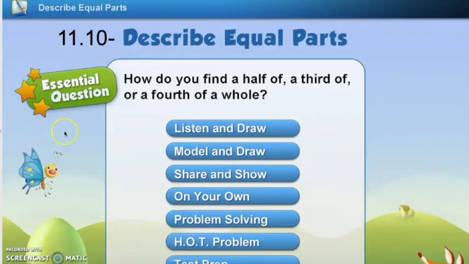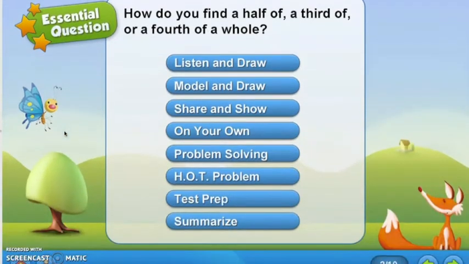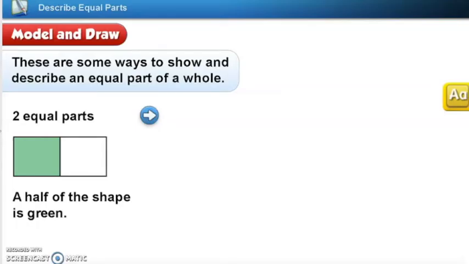And then we went to 11.10, and 11.10 was describe equal parts. So how do you find a half of, a third of, or a fourth of a whole was our essential question. And so this one talked a lot about not only breaking the object up into halves, thirds, or fourths, but then deciding how do we find just 1/2 or 1/3 or 1/4 of the shape. Okay, and so in this example, these are some ways to show and describe an equal part of a whole.